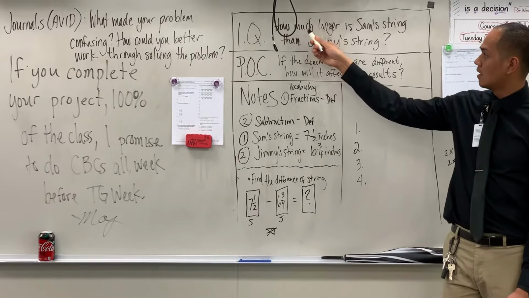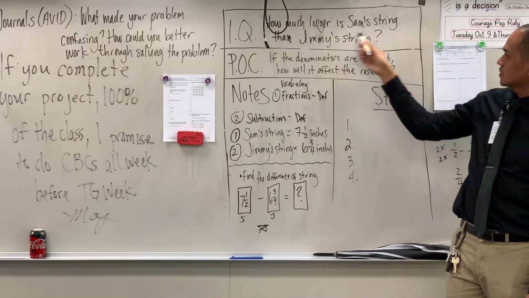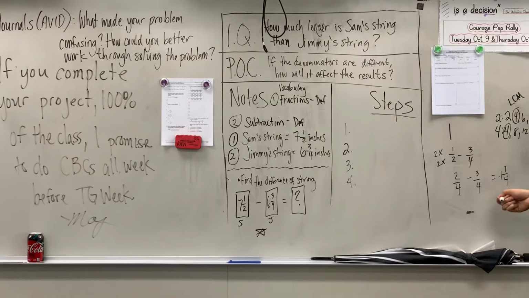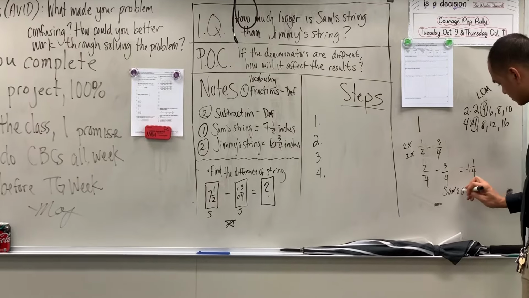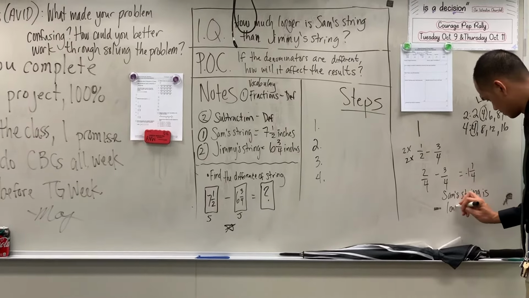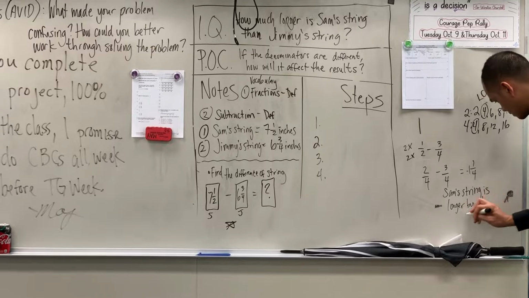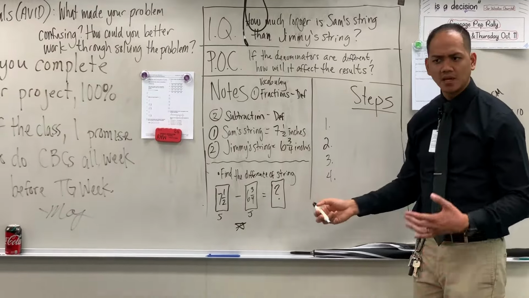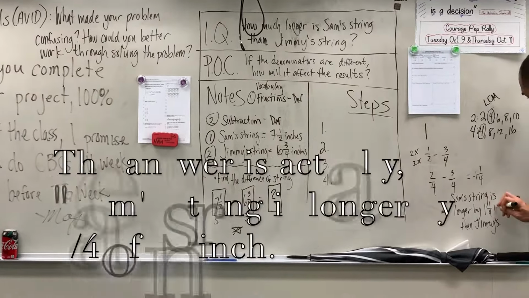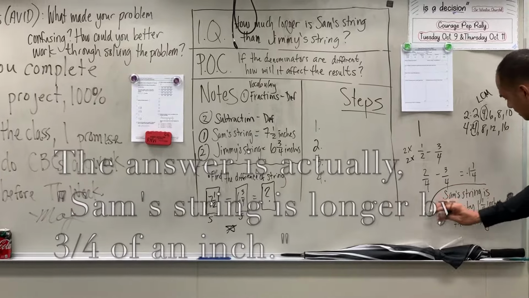What else do we need? How much longer is that string than Jimmy's string? So how do I put this in words? Jimmy's longer by 1 quarter. Do I need to label it? Inches. I need to put inches, guys. I can't just say 1 1/4. That's my answer, right?